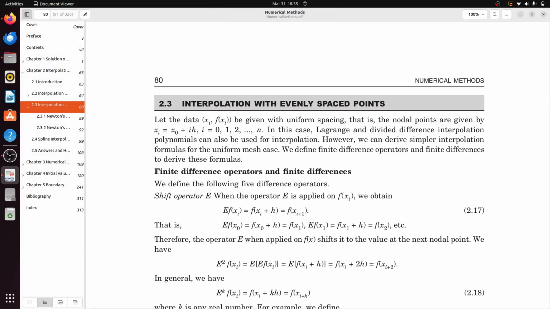In today's class, in the last class, we discussed two of the major interpolation techniques. One is Lagrange's interpolation formula, and the other one is Newton's divided difference interpolation formula.